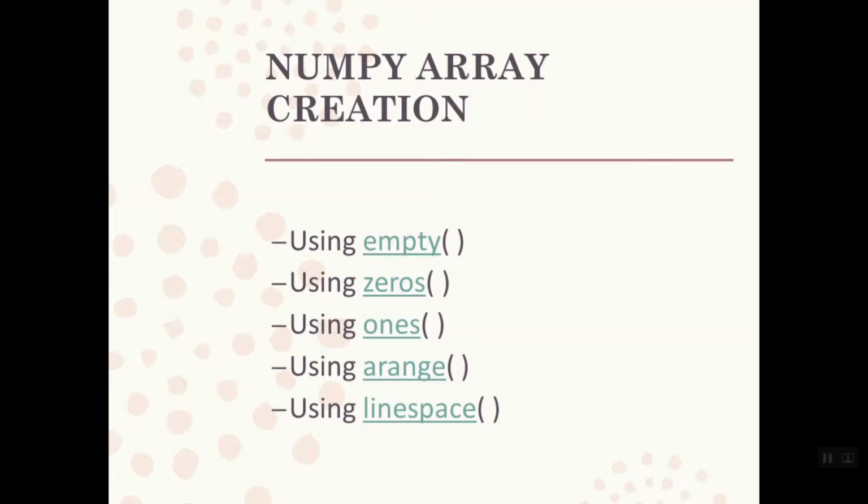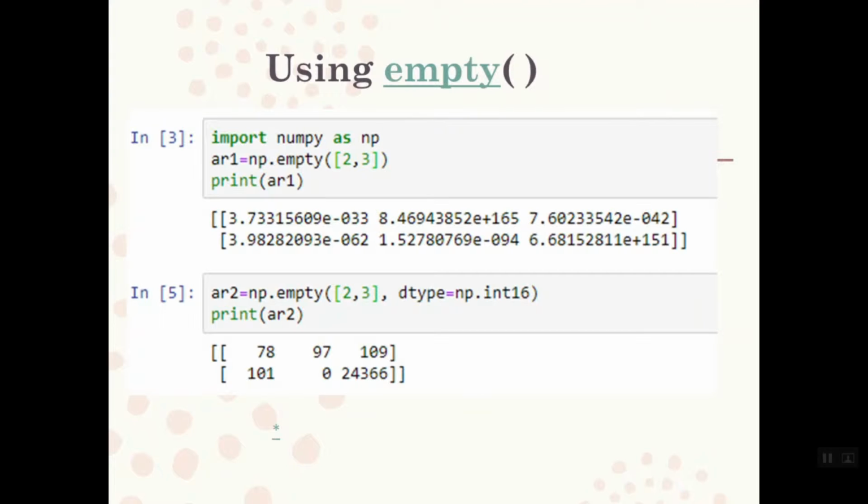How to create the NumPy array using these functions like empty, zeros, ones, arange and linspace. So in this video we'll be learning how to create an ndarray, or a NumPy array, using different functions. So let's start with the empty function. How to use the empty function to create an array?